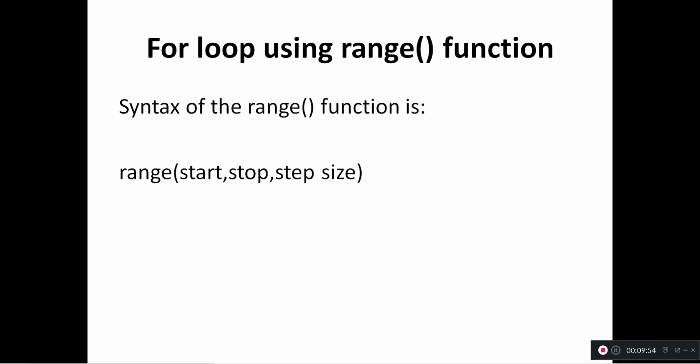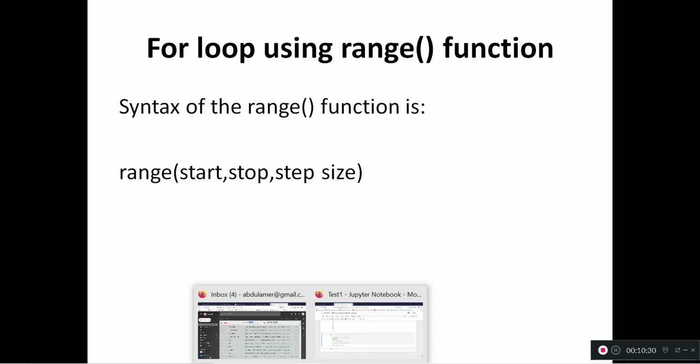In the bracket, first, start represents the beginning of the iteration. The stop represents that the loop will iterate till stop minus 1. The range 1 comma 5 will generate numbers 1 to 4. The step size is optional. It is used to skip specific numbers from the iteration. By default, the step size is 1. Now let's get on to the example and see how it works.